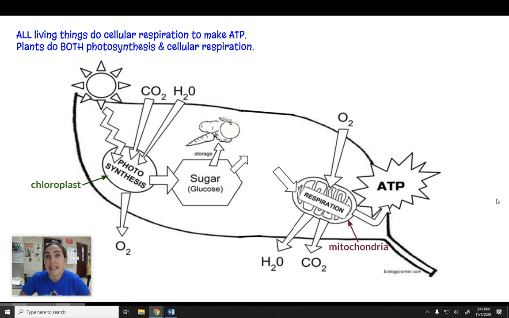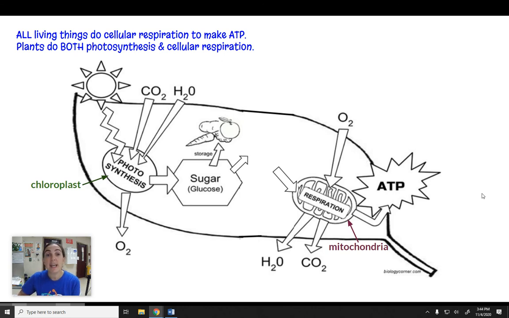You learned basically how this works yesterday. Today we're going to review that a little and then talk about a slight variation on it. So as we talked about yesterday, all living things have to do cellular respiration to make ATP, that molecule that acts as a battery and provides energy for living things.